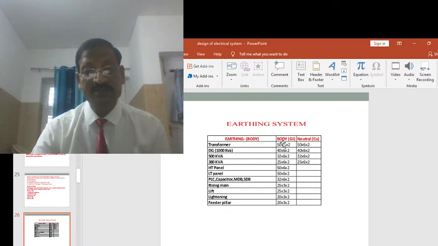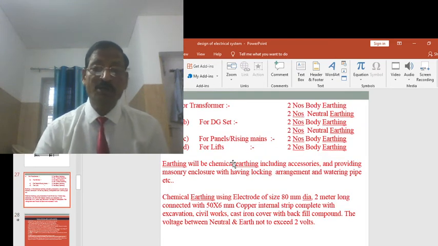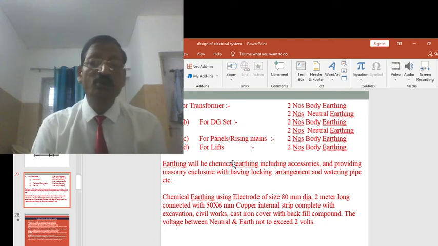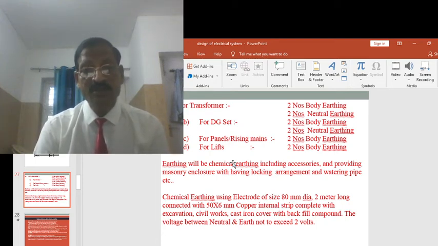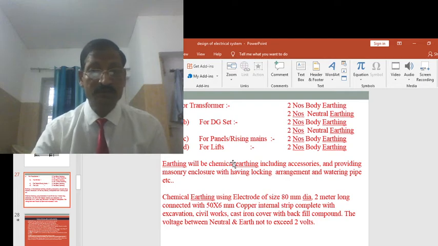There are different sizes of the body earthing and neutral earthing. In case of transformer, DG, likewise. For transformers, we provide 2 number of body earthing and 2 number of neutral earthing. For DG set it is the same, 2 number body earth and 2 number neutral earth. Panel, rising main, 2 number body earthing.